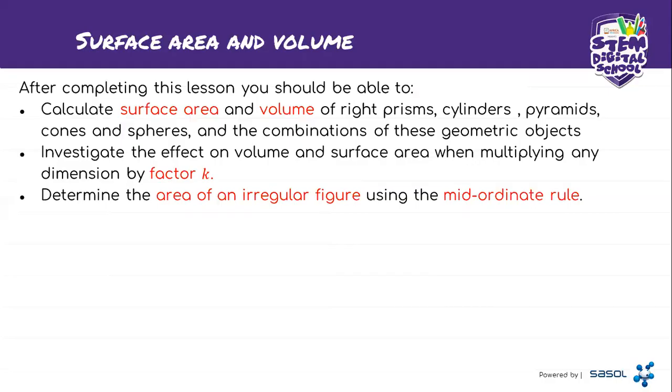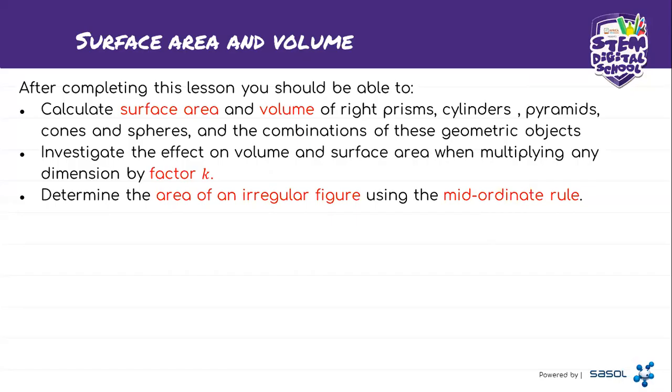Now, we'll start with the surface area and the volume. So we'll be calculating the surface area and the volume. After we have completed this lesson, you must be able to calculate the surface area and the volume of the right prism, the cylinders, pyramids, cones, and spheres, and also the combination of these geometric objects.